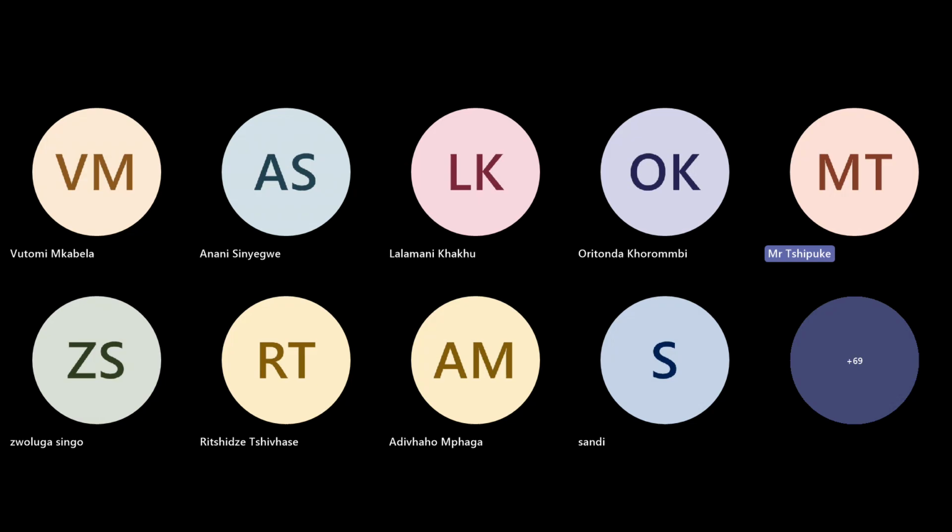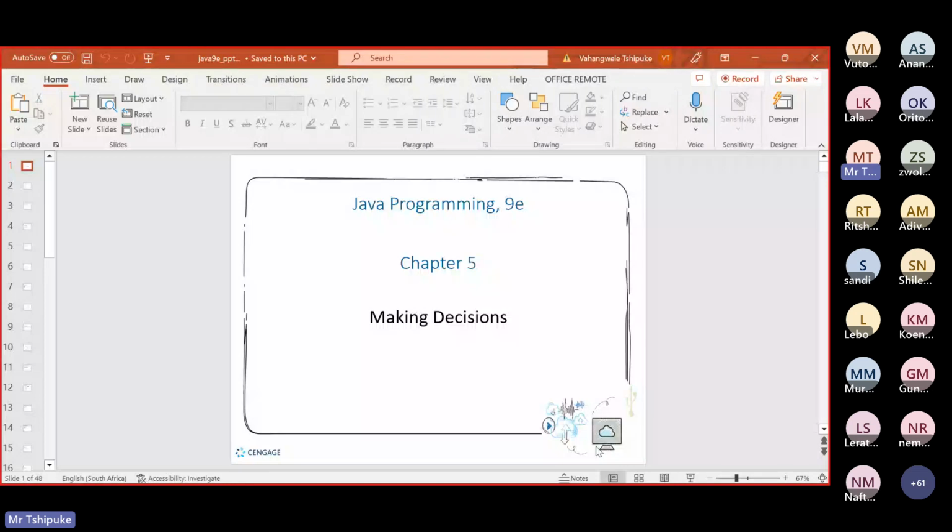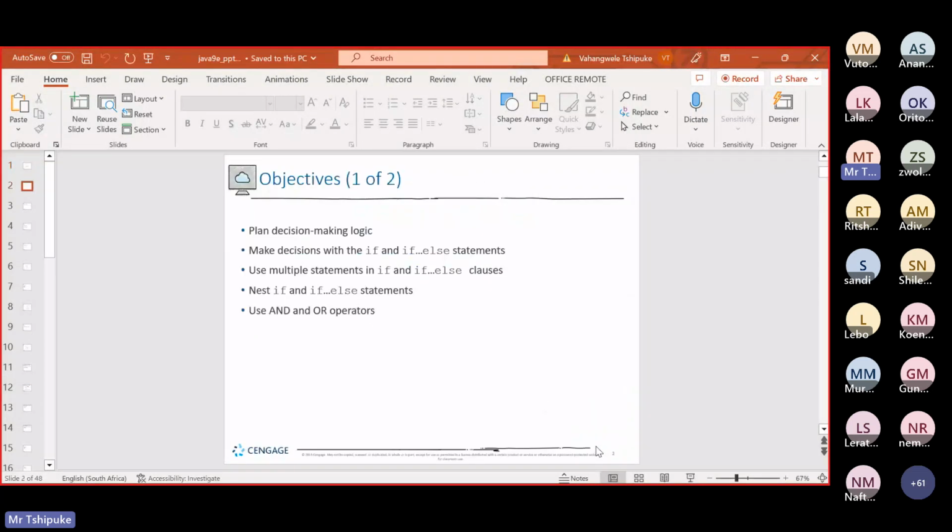Right, you should be able to see my screen right now. We are looking at making decisions in programming. We are talking about control structures and how to actually work around them. We are expected to plan some decision-making logic. We are also considering making decisions using the if and the if else statement, using multiple statements in if and if else clauses, nested if and if else statements, and then using the and and or operators.